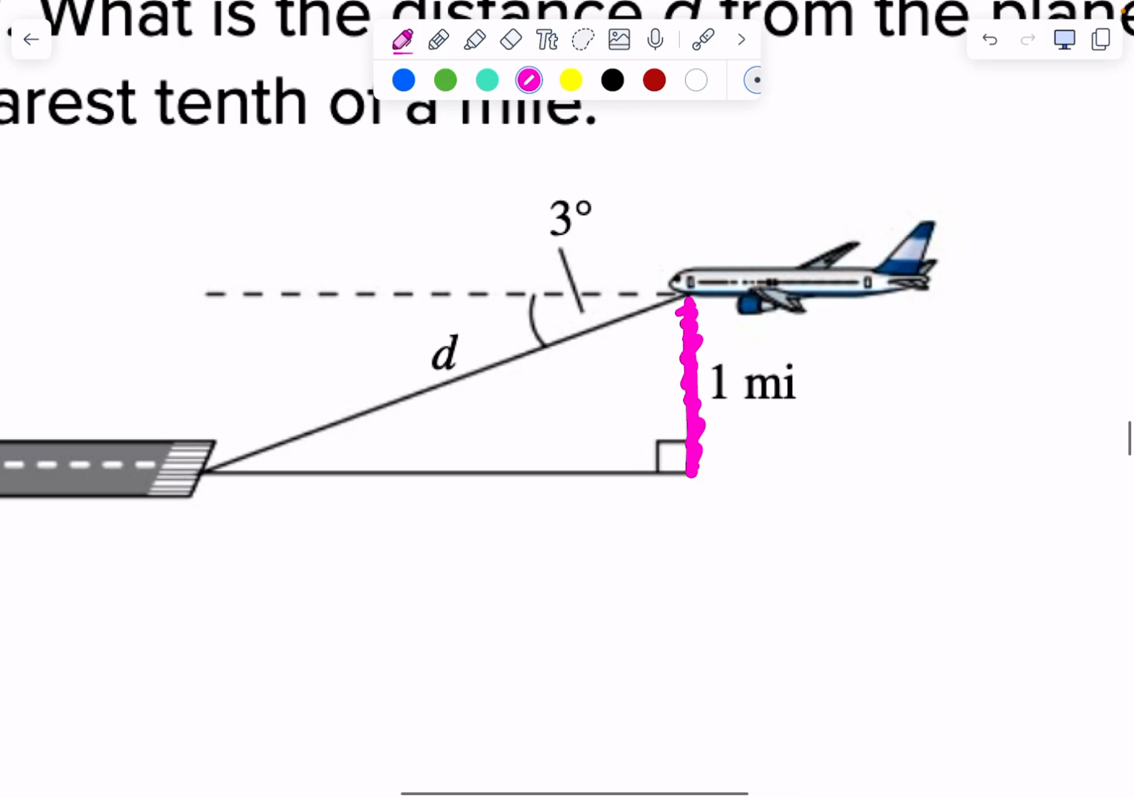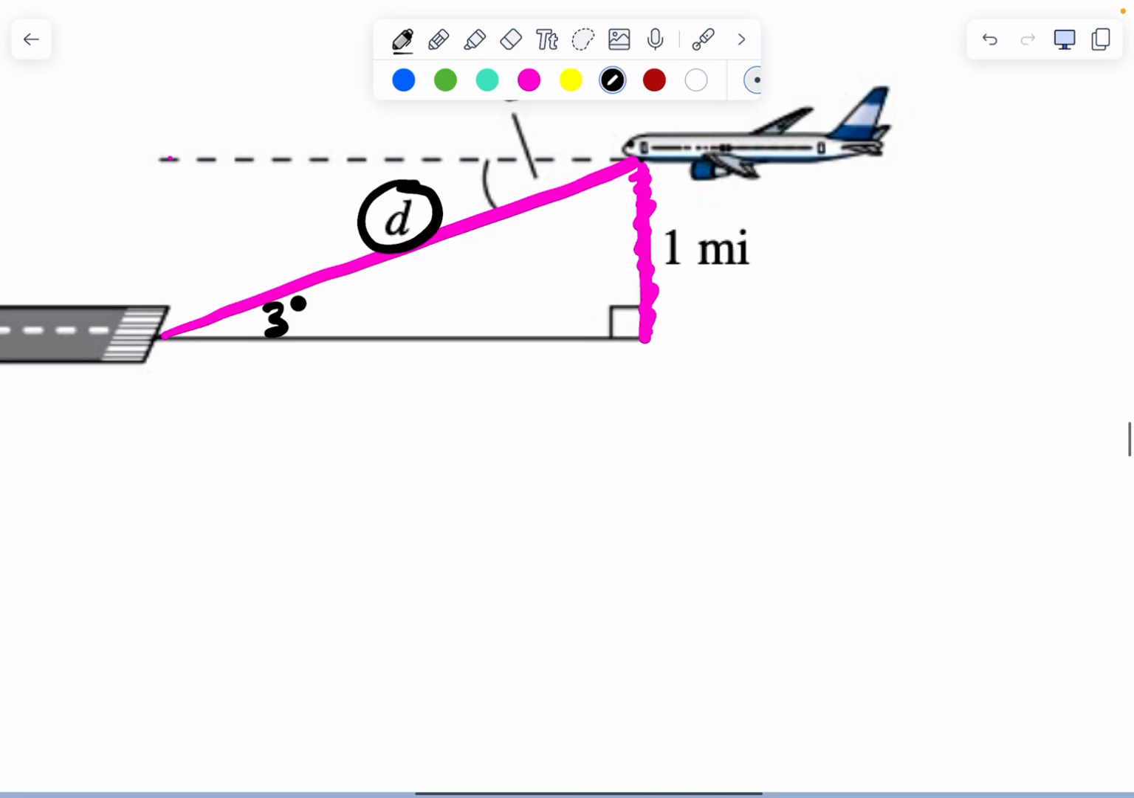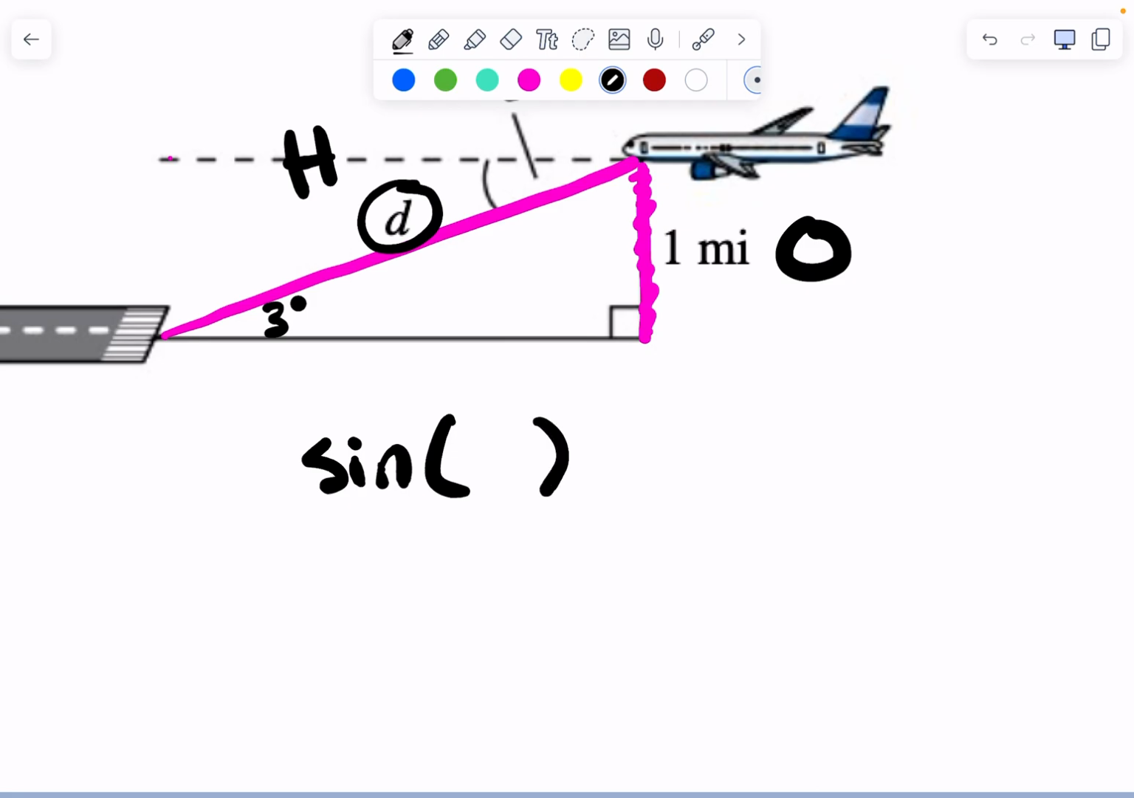So I'm trying to find this distance right here. But the 3 degrees is not even in my triangle. We know the bottom one's 3. We just got done talking about that, right? So I'm trying to find this measurement right here, the slope. That's opposite and hypotenuse, so I'm going to use sine. Sine of 3 equals 1 over d, opposite over hypotenuse. Then I'm going to multiply by d to the other side, and then divide by sine of 3.